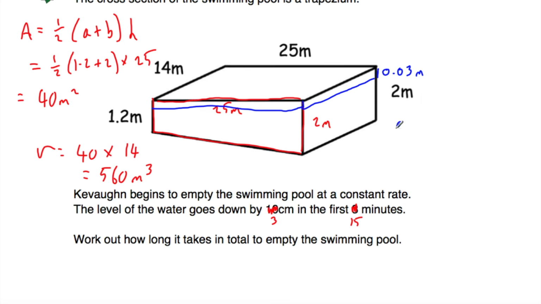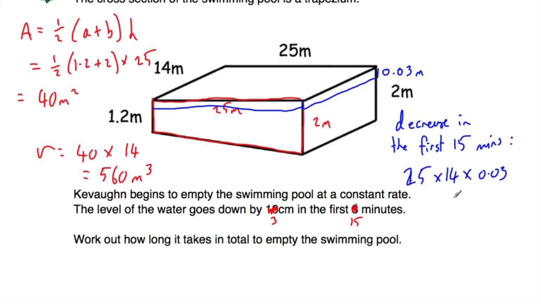So let's work out the decrease. That would be 25 multiplied by 14 multiplied by 0.03. When we work that out, 25 times 14 times 0.03 is equal to 10.5. So 10.5 metres cubed of water has left the pool in the first 15 minutes. That's fantastic. We now know the rate at which the water is leaving the pool: 10.5 metres cubed every 15 minutes.